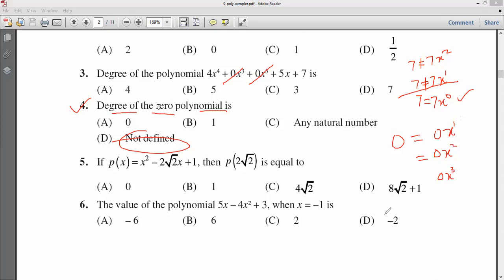So what does it mean? What is its degree, tell me? Infinite. Not defined. It can contain any natural number. So this will be called not defined.